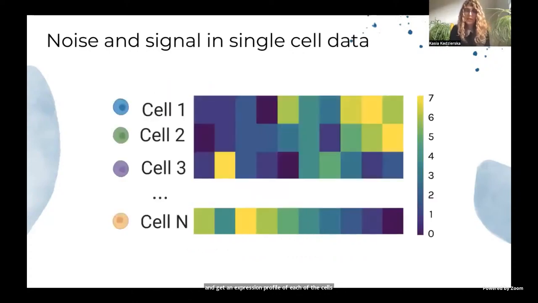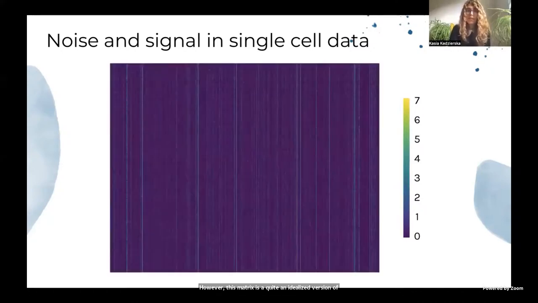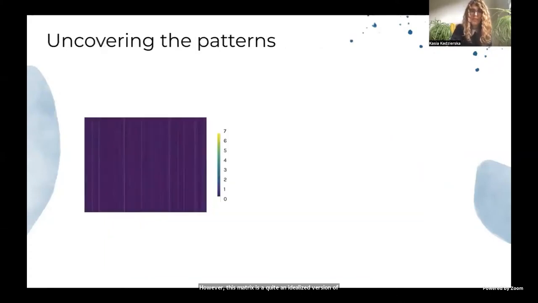Let's look at this matrix that is an output of the single-cell RNA-seq. We have cells in rows and genes in columns, and each position of that matrix will tell us about the level of expression of a given gene in a given cell. However, this matrix is quite an idealized version of a real-life one. In real life, the data is much noisier and sparser. And the challenge lies in uncovering the patterns in the data.